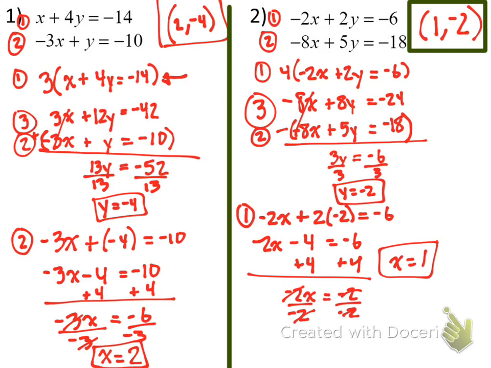Over there? Where? This one? What's 4 times negative 2? Oh, what's 8y minus 5y? 3y. Do you see that? Any other questions?